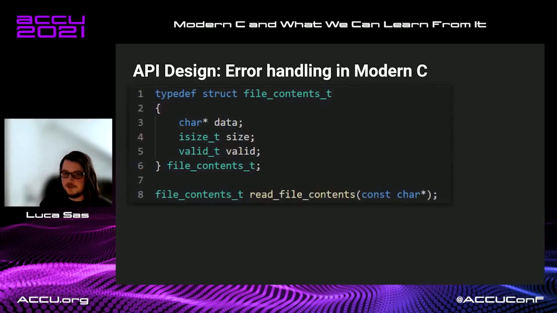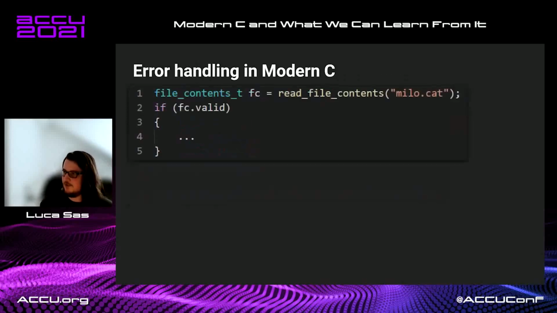Well, I have here an example where I have a function that reads some file and returns the contents of the file. And the struct that it returns has a pointer to the data that we read from the file, the size, which is the length of the data that we read from the file in bytes, and then this valid member, which for all intents and purposes is like a Boolean. And what we're doing here is that once we read the file, all we do is check if it's valid.